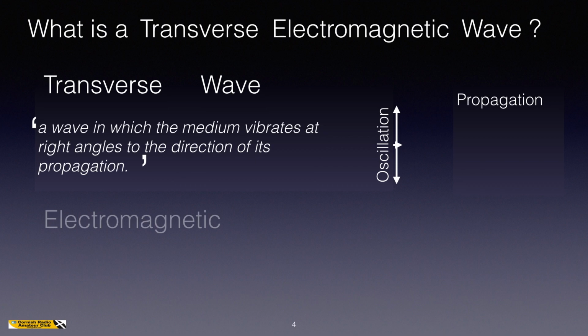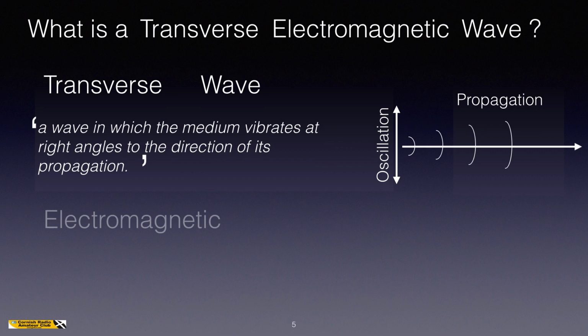So a transverse wave is a wave in which the medium vibrates at right angles to the direction of propagation. And here we've got a small animation on the right hand side, and there you can see the oscillation happening up and down and the propagation happening left to right. Let's have a look at that again. The oscillation up and down and the propagation left to right.